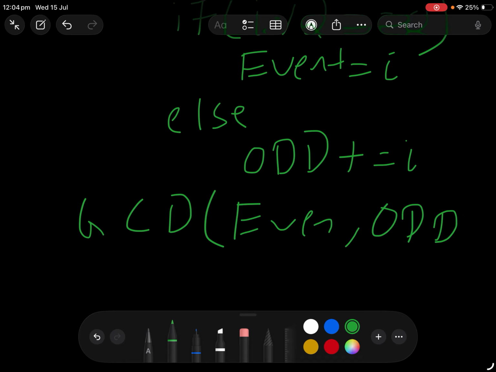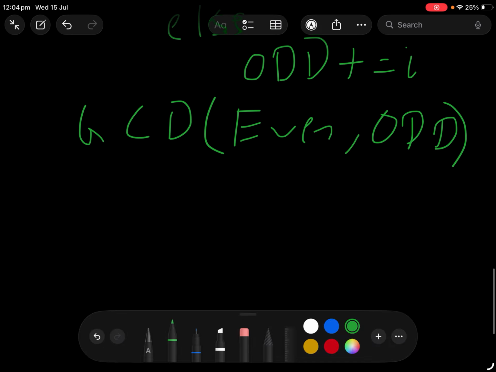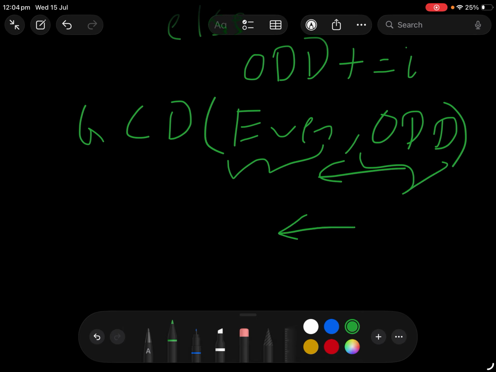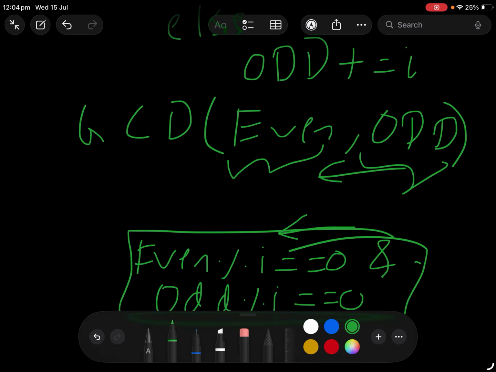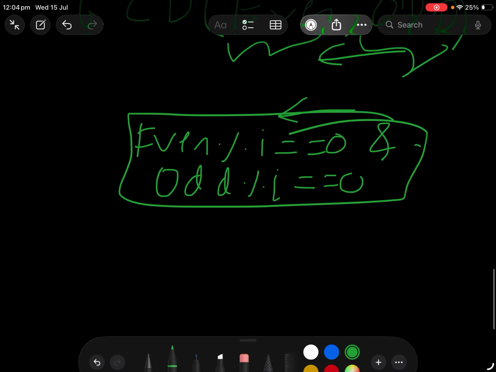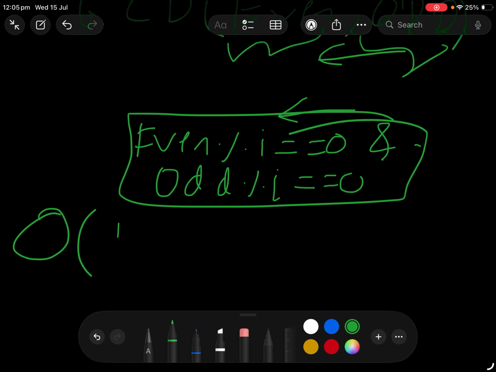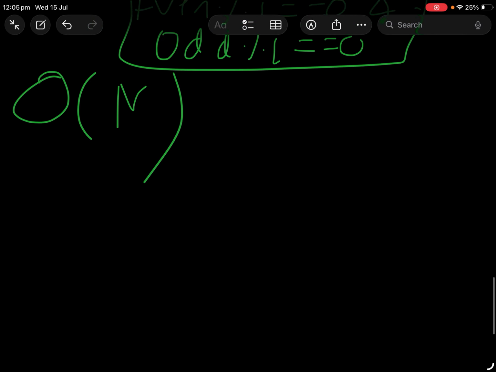Then we can get the GCD by applying another loop, a reverse loop. We'll firstly see which is the smaller number, and then we'll apply a loop in reverse order and check if even modulus i is equal to 0 and odd modulus i is equal to 0. If both these conditions are satisfied, we'll return that i. That will be our GCD. So this is our first approach. The time complexity will be big O of n. So can we improve this? Yes, we can surely improve this.